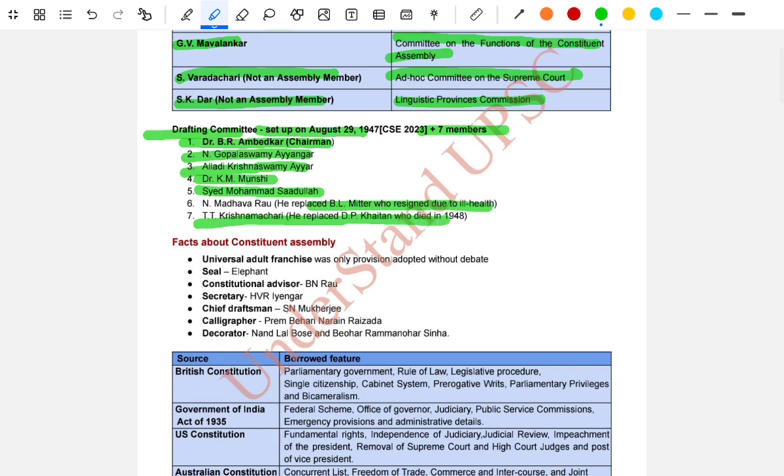Facts about the Constituent Assembly. The universal adult franchise provision was added without debate. The seal: elephant. The constitutional advisor: B.N. Rau. The secretary: H.V.R. Iyengar. The chief draftsman: S.N. Mukherjee. The calligrapher: Prem Behari Narain Raizada. The decorator: Nand Lal Bose and the Beohar Rammanohar Sinha.